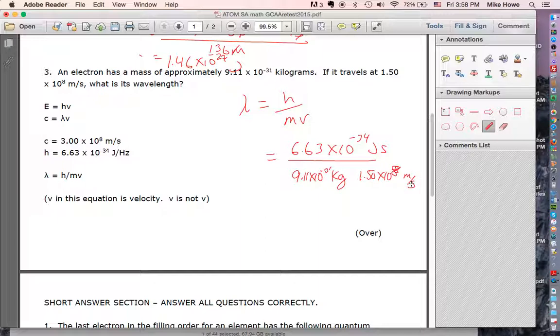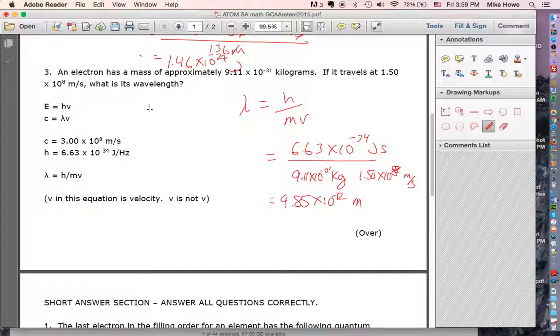All right, so when you do all the math there, you get 6.63 times 10 to the negative 34th. You're going to divide that by 9.11 times 10 to the negative 31st. And you're going to divide that again by 1.5 times 10 to the 8th. And you get 4.85 times 10 to the negative 12th. And the unit's going to be meters.